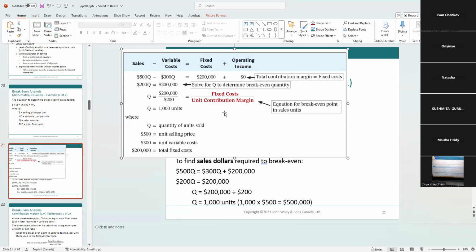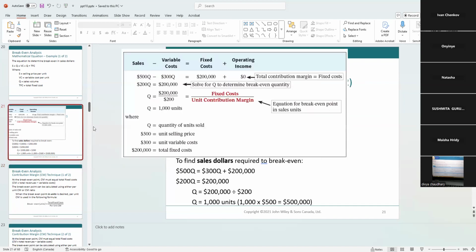Now, what was 200? 200 was the unit contribution margin. And for the number of units, I come up with needing to sell 1,000 units. If I sell 1,000 units, that's going to give me enough sales to cover my cost, variable and fixed.